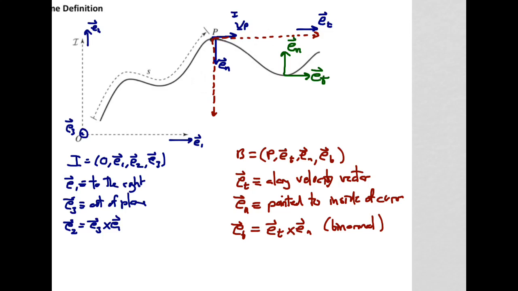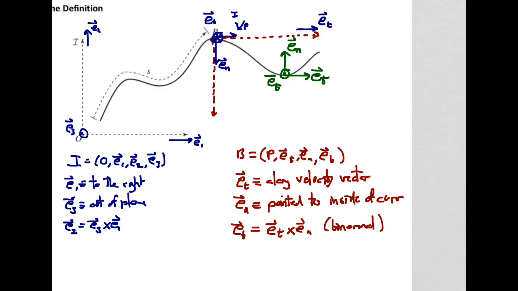And that means that E sub b, which is E sub t cross E sub n, is going to be pointed out of the page when the particle is at that point. But the one that we just defined, in the blue, we have E sub t pointed to the right and E sub n pointed down. And because it's E sub t crossed with E sub n, you can see that here our binormal vector is pointed into the page.